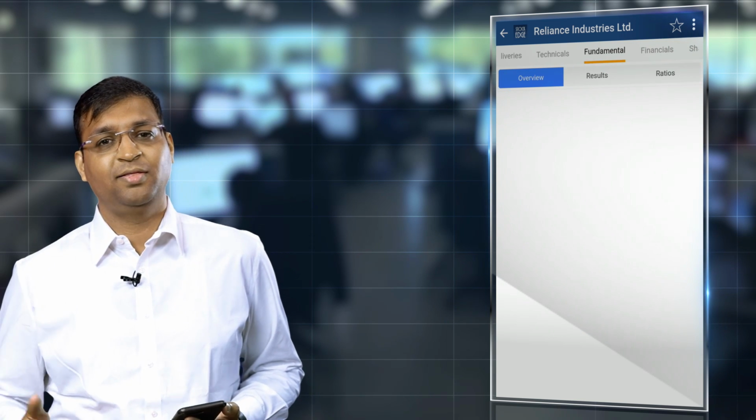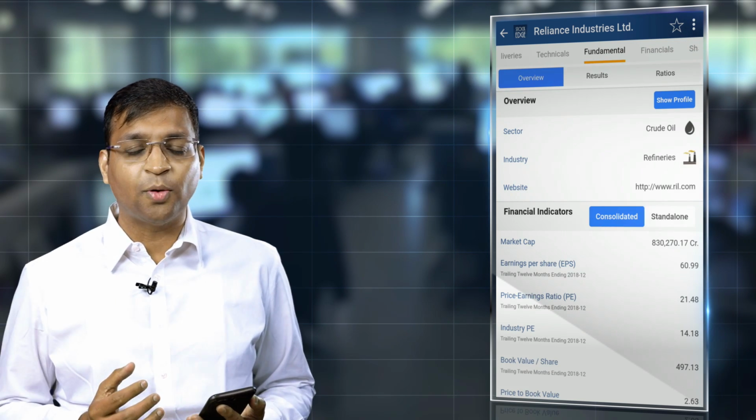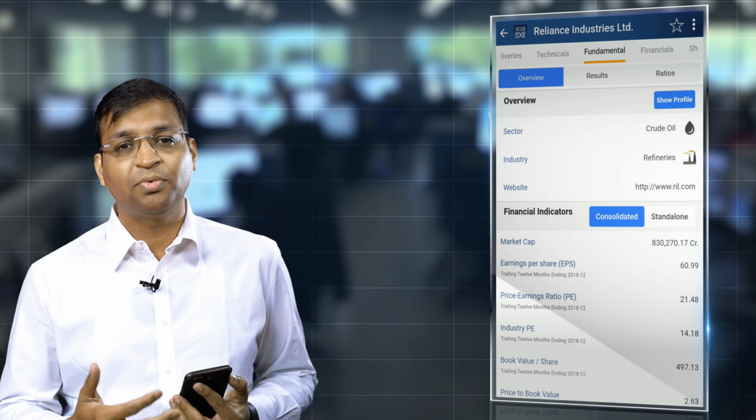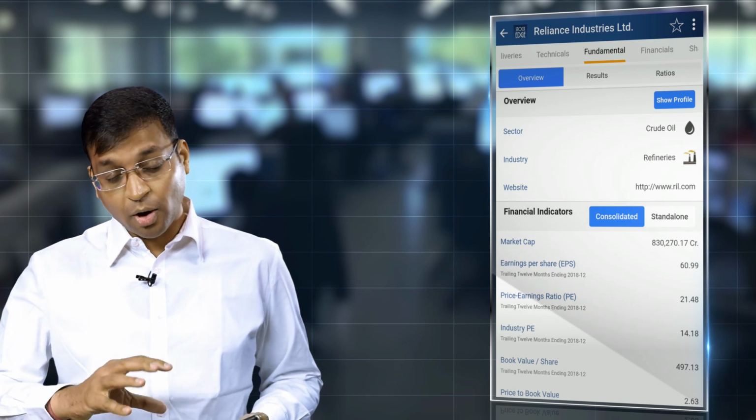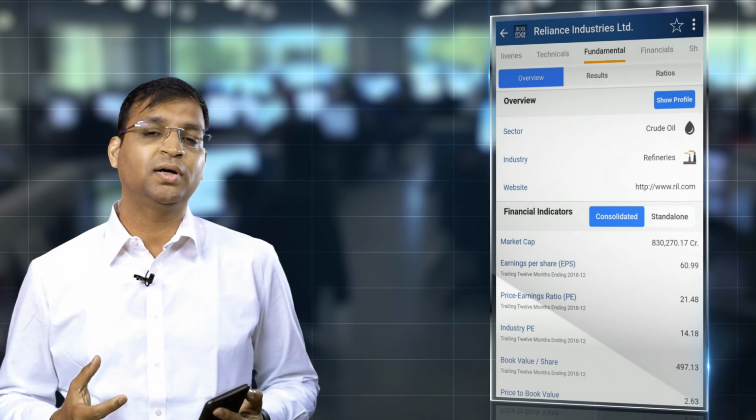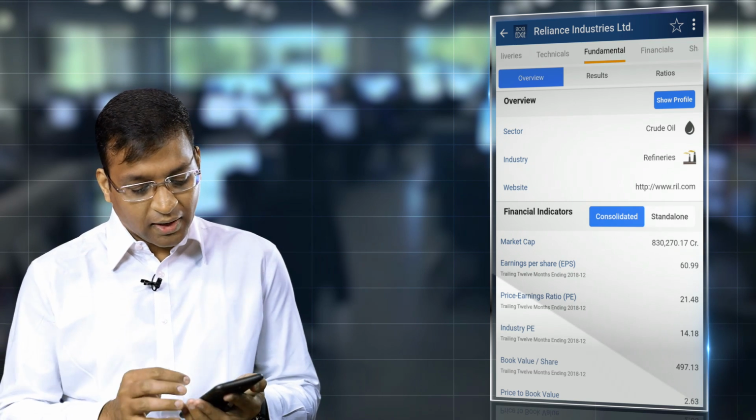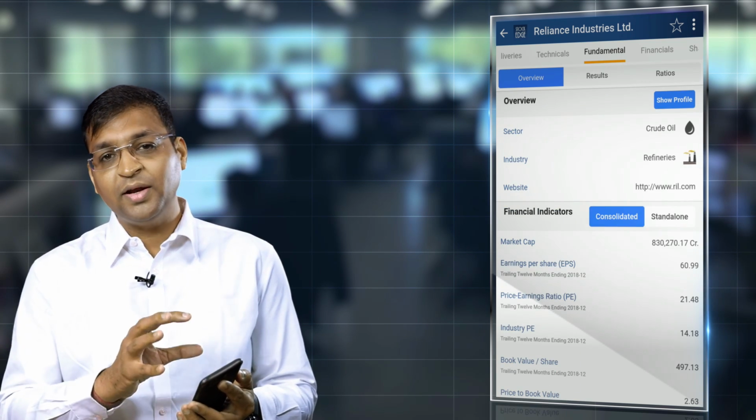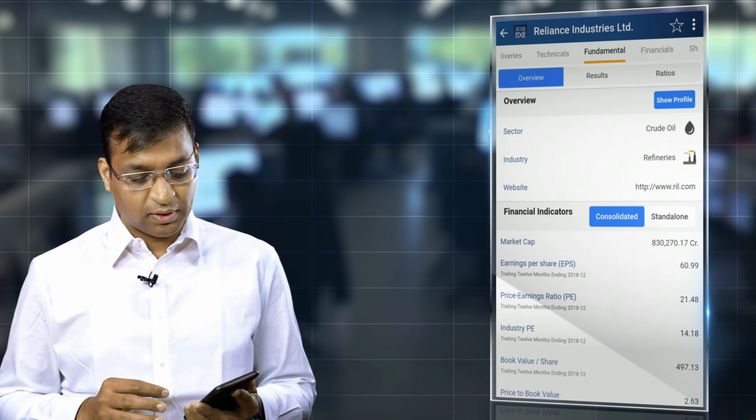Now moving on from technical. Technical is more relevant for people who are looking for short-term trading opportunities in a stock. Now from a fundamental perspective, if you are an investor, you would like to see how the company has been performing, right? And fundamentally, you can look at various parameters to arrive at a judgment about the company.